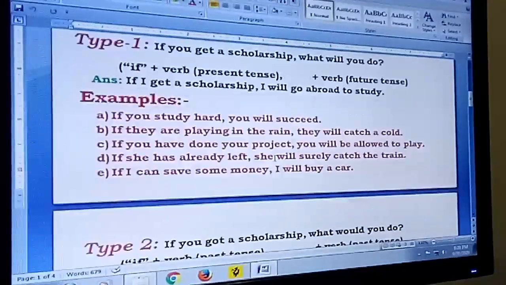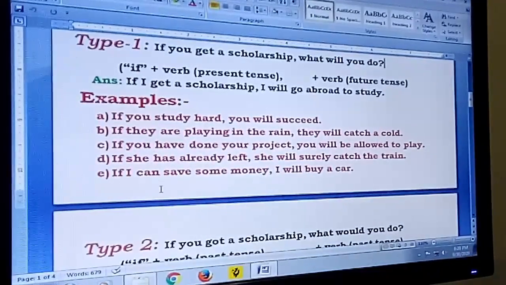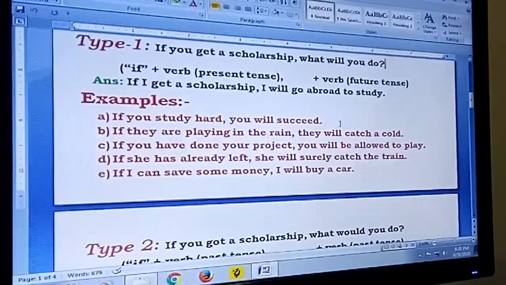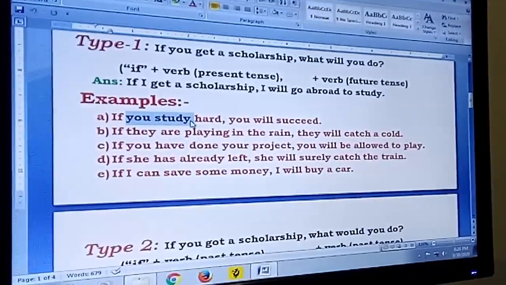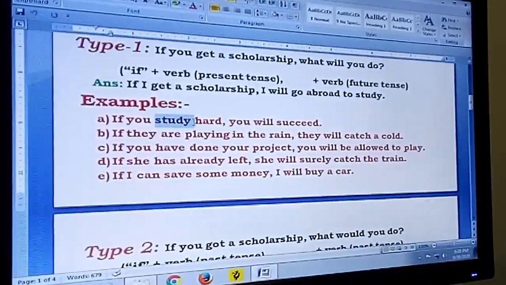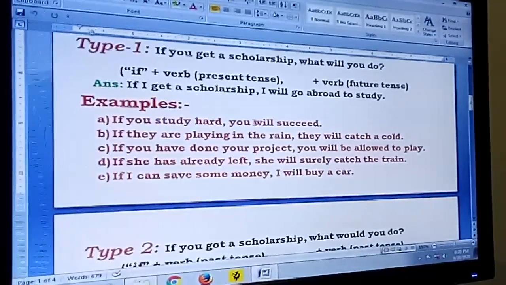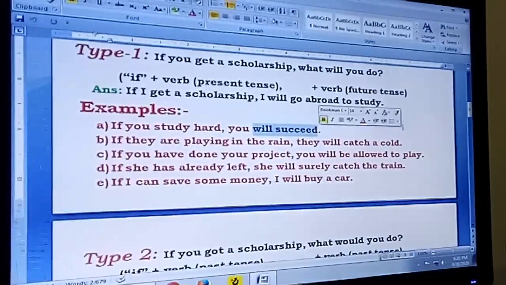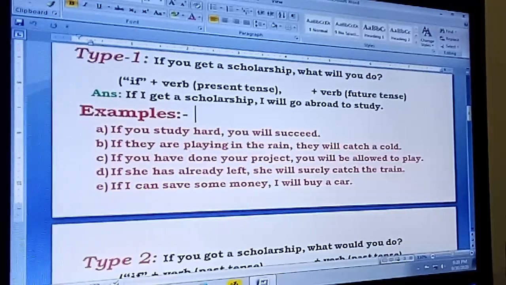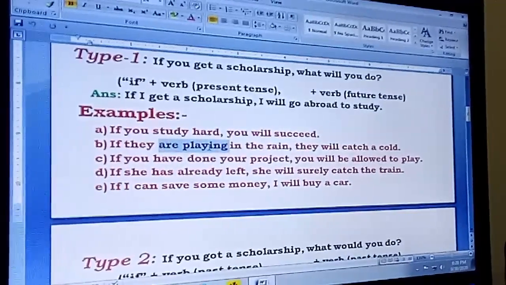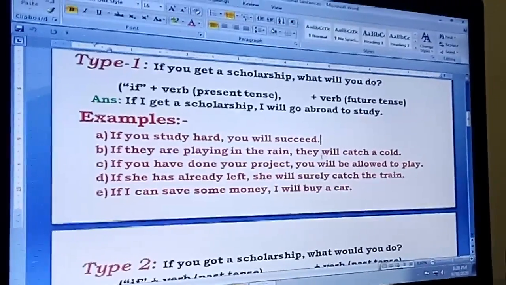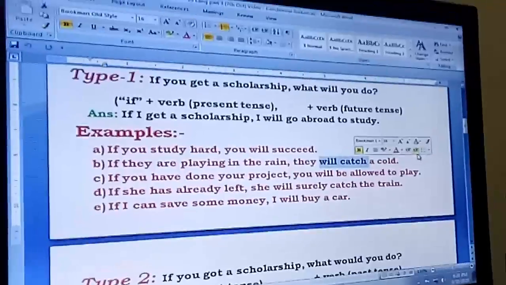In this pattern, you have some examples here. I jotted them down. There will be hundreds of them, but you just see the pattern. If you study hard, you will succeed. The word study is the simple present, and your answer, will succeed, is the simple future. This is the pattern I am going to show you in this type 1. If they are playing, this is the present continuous tense, and your answer is again the simple future: they will catch a cold.